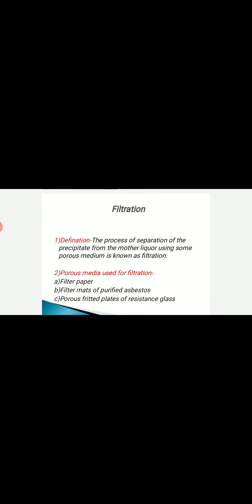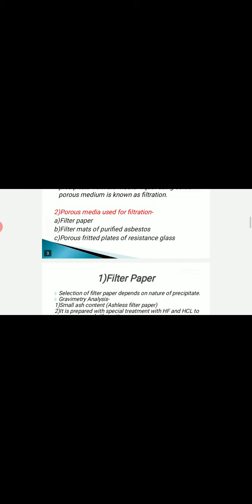In that, we consider three porous media. The first one is the filter paper, the second one is the filter mats of purified asbestos, and the third one is the porous fritted plate of resistance glass. Let us see the porous media one by one. The first one is the filter paper.